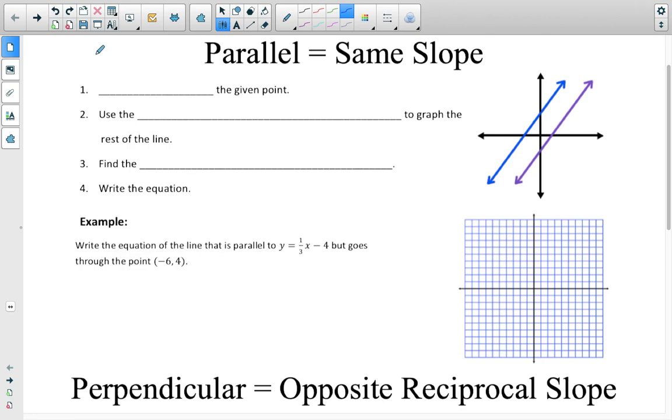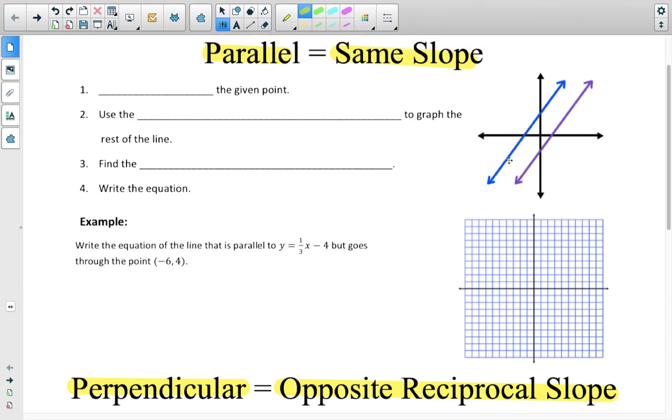This video is on parallel and perpendicular lines. Parallel means to have the same slope. Perpendicular means to have opposite reciprocal slopes. So if we're going to use a graph to find a parallel line of another line through a given point, we can do this graphically very simply.